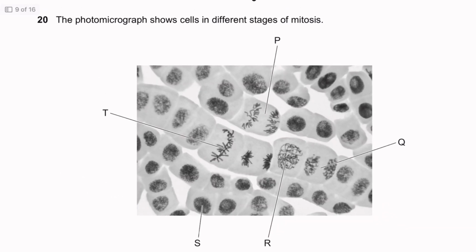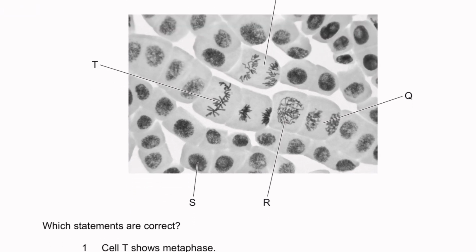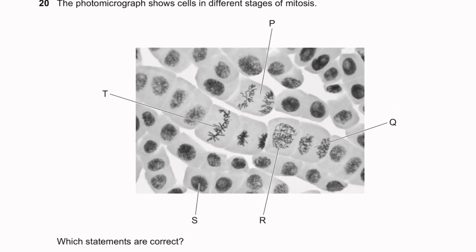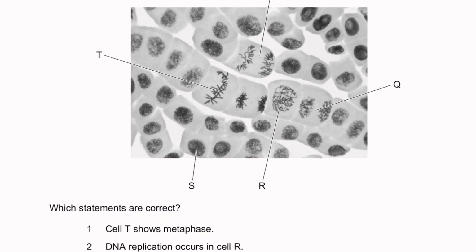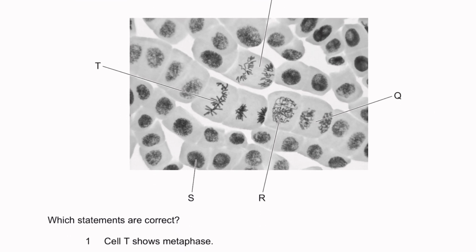Okay, the photomicrograph shows the cells in different stages of mitosis. Which statements are correct? Okay, so we have letter P. This is anaphase. Let's look at the numbers. Cell T shows metaphase. Cell T does show metaphase because the chromosomes are aligned across the equatorial plate, or the equator of the cell. And number 2, DNA replication occurs in cell R. Now let's look at R. R is actually in prophase, and DNA replication happens during interphase, which is before, when the cell looks like S. So this is wrong.